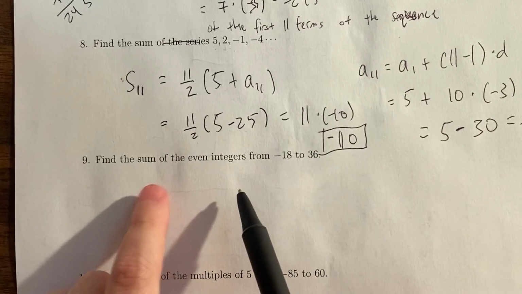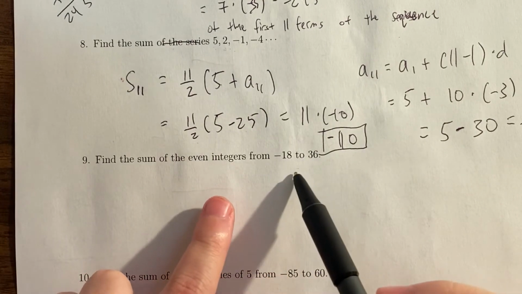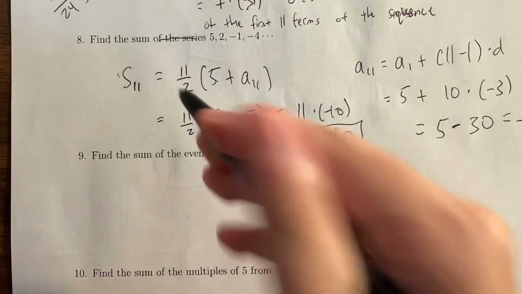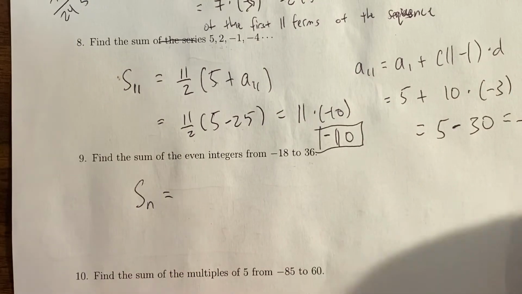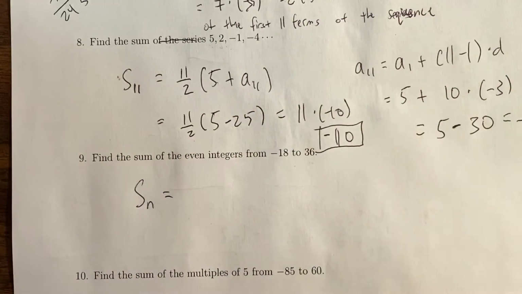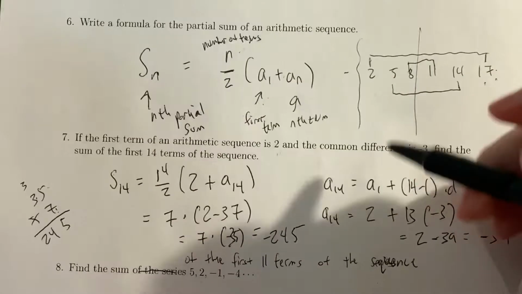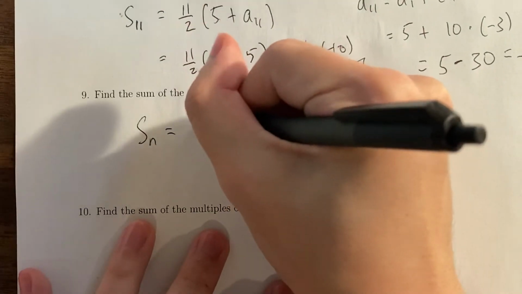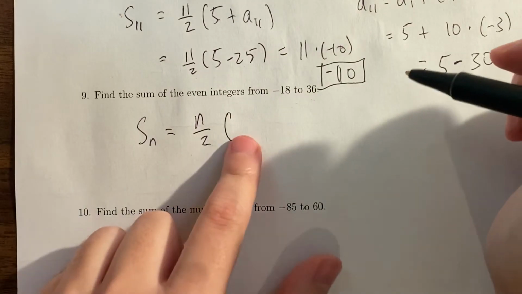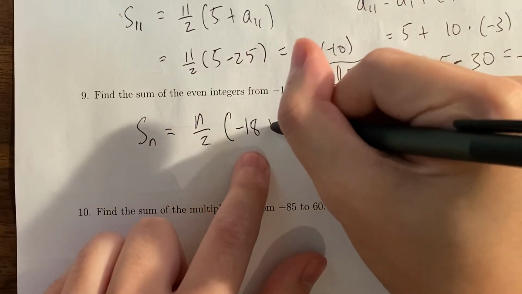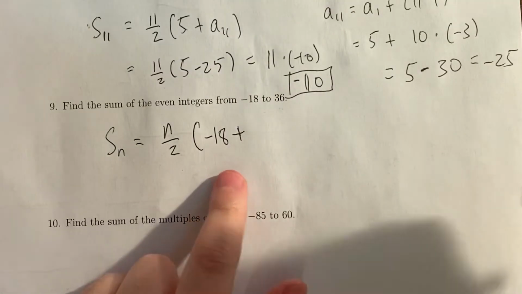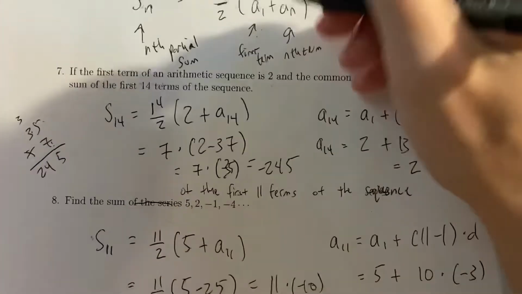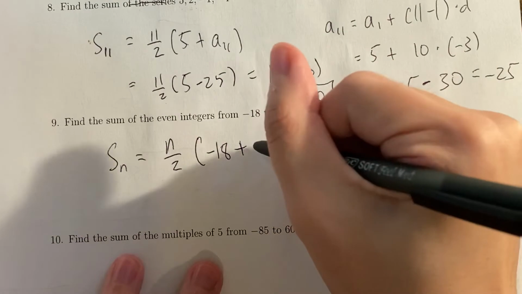So in this case, we're trying to find the sum of the even integers from -18 to 36, I believe. So we're going to try to find Sn equals, now I don't know the number of terms. I don't know how many terms there are in between -18 and 36 that are even, but I'll be able to find that using the formula. So for now, I'm just going to leave it as n over 2. And then the first term is -18. And here, I don't know A14 or A11, but I do know the last term. If you want, you can write this as the last term, because this is going to be 36. So it's going to be plus 36.